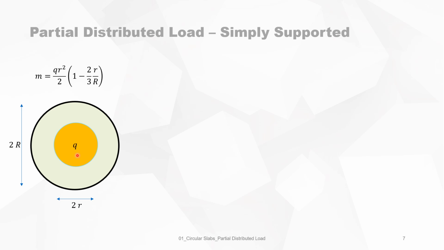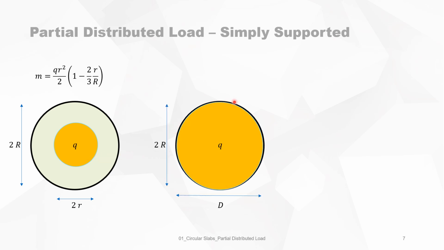Now we can look at the situation where the whole slab is loaded. So small r is equal to big R. If you substitute it in this equation, you have q d squared over 24.